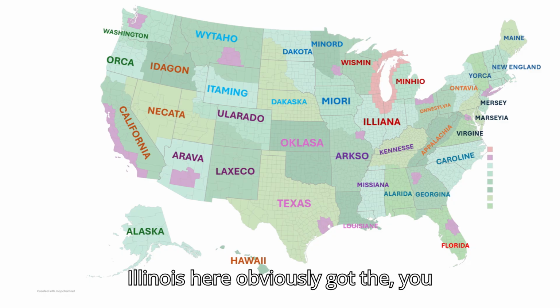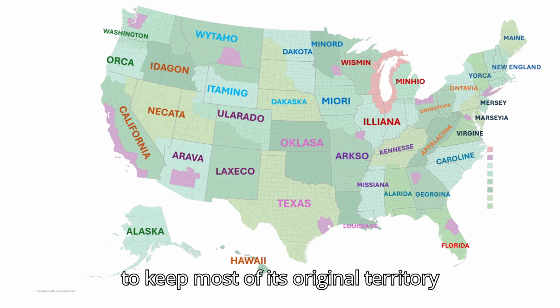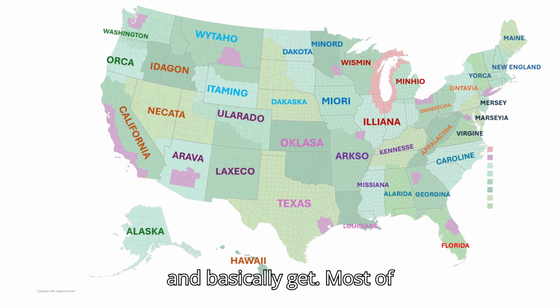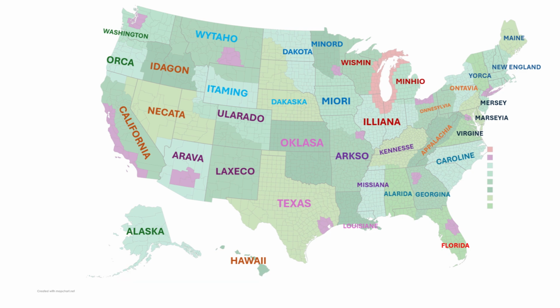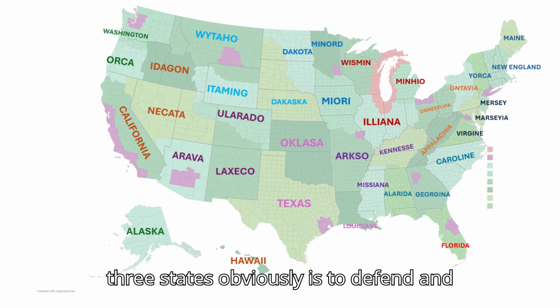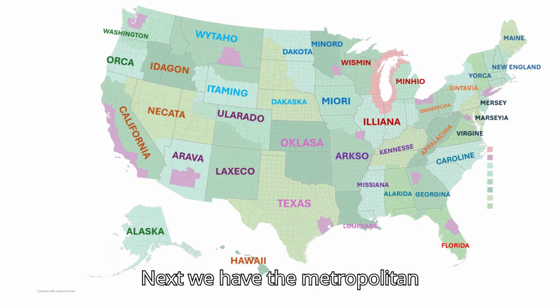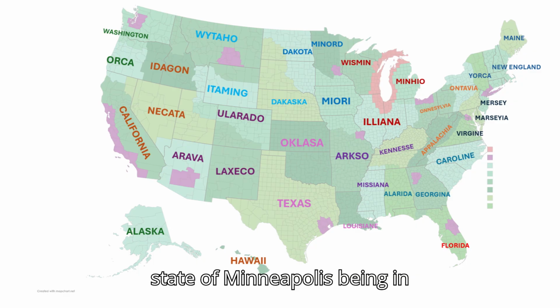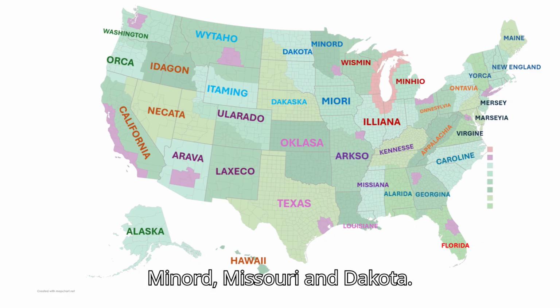Illinois here obviously got the best deal, I think, being able to keep most of its original territory and basically get most of Indiana and the western portion of Ohio. The purpose of these three states obviously is to defend and provide a cushion for the new American capital in Chicago. Next, we have the metropolitan state of Minneapolis, in charge of the states of Minord, Missouri, and Dakota.